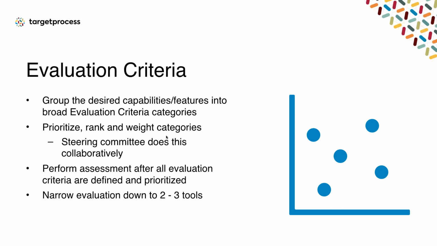Take your time, perform your assessment. This could be as much as 3 to 5 weeks of your evaluation period. Do a good job ranking these tools. Bring this back to the steering committee. Show them where you're at. Give them updates throughout the process. And you've hopefully narrowed this down to 2 or 3 tools, so this is a manageable process.